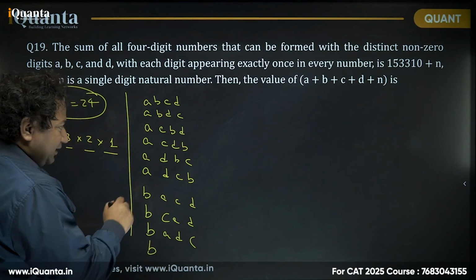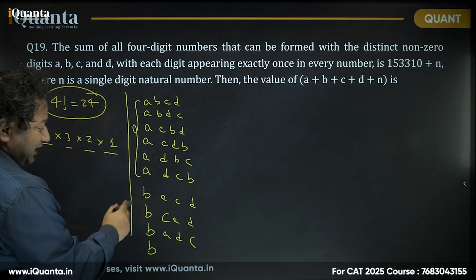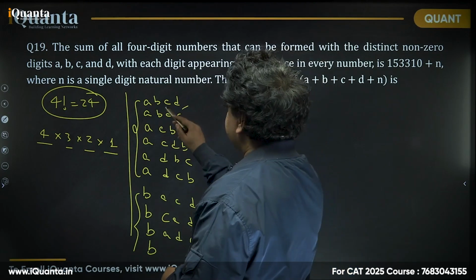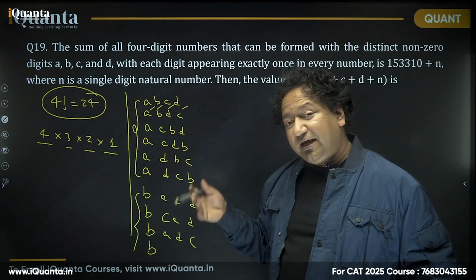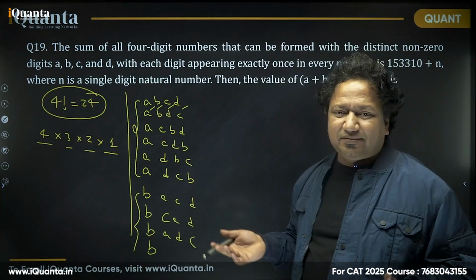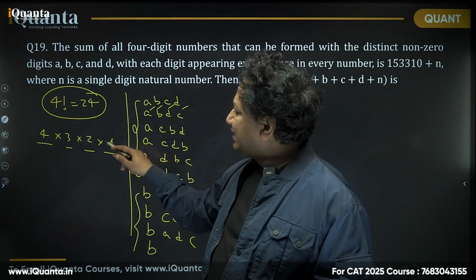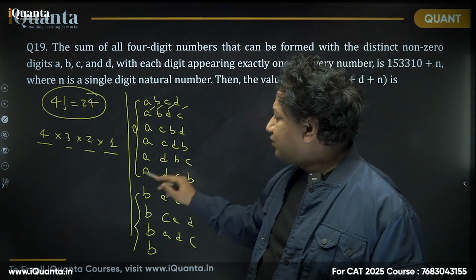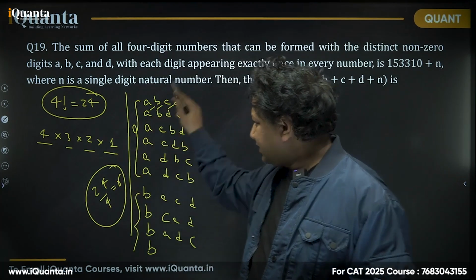So we can make 6 numbers that start with A. Similarly, I'll make 6 numbers that start with B. Can I say that at every position, be it units, tens, hundreds, or thousands, every digit, be it A, B, C or D, will appear 6 times each? And that is obvious also. If there are 24 numbers to be divided among 4 different digits, it will be 24 by 4. So every digit appears 6 times in the entire arrangement.